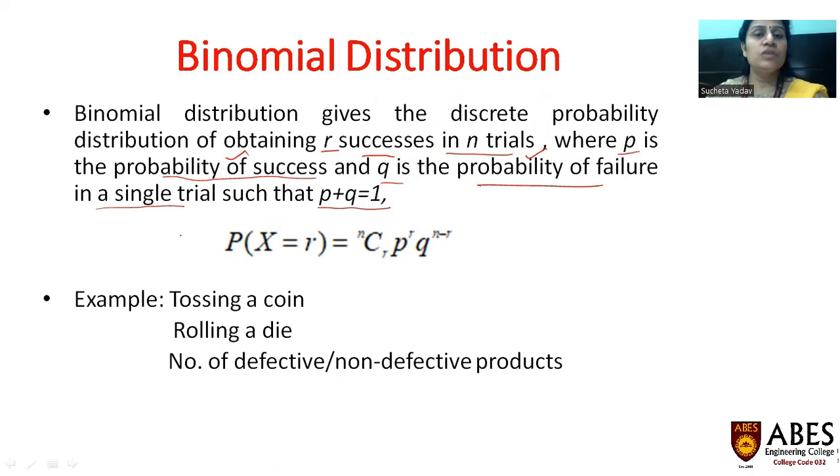Now, the probability distribution for binomial distribution is given by P of x equals r is equal to nCr, p to the power r, q to the power n minus r, where r takes values 0, 1, 2, so on till n. Now, some examples where binomial distribution can be applied: if your event is tossing a coin, rolling a die, or number of defective or non-defective products.